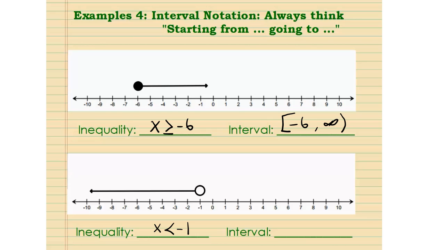Interval for this one, again, we're going to look at the least value and the maximum value that x can take. Least value is going to be negative infinity. The maximum value is negative 1. Negative infinity is never included, and because it's an open circle, negative 1 is also not included. Therefore, we use a regular parenthesis.